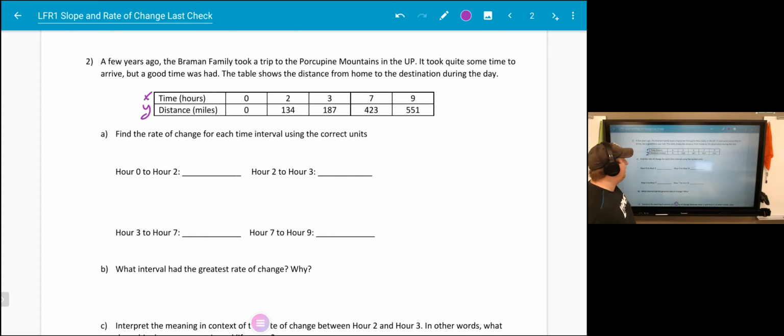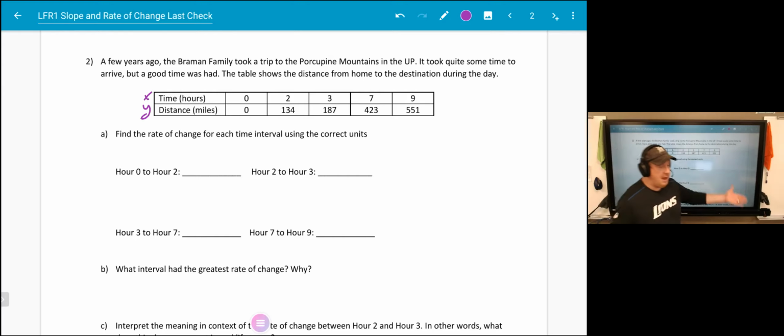X and Y. If I travel 134 miles in 2 hours, what does that give me? That's like 67, or here we go, we can think of it like this, 134 in two hours.